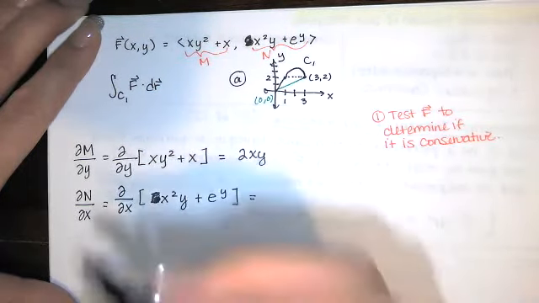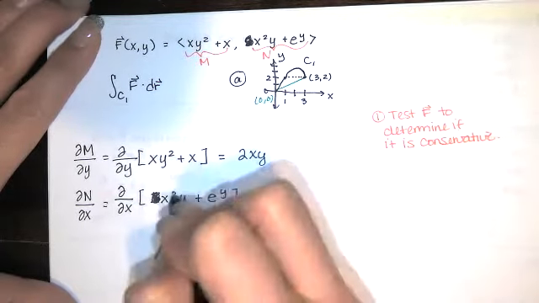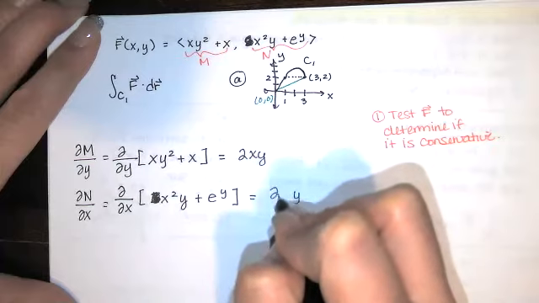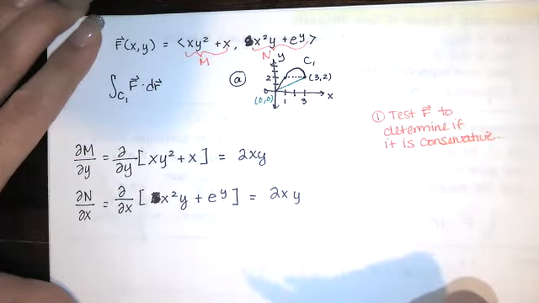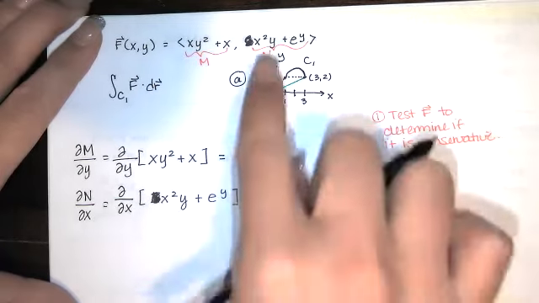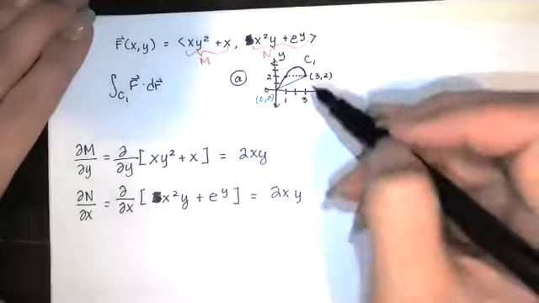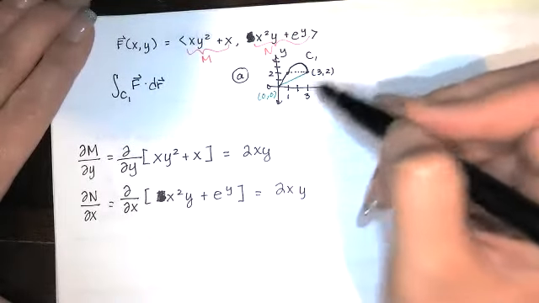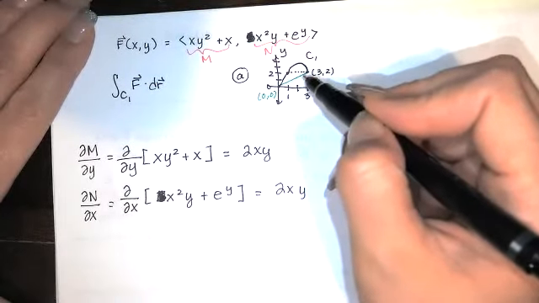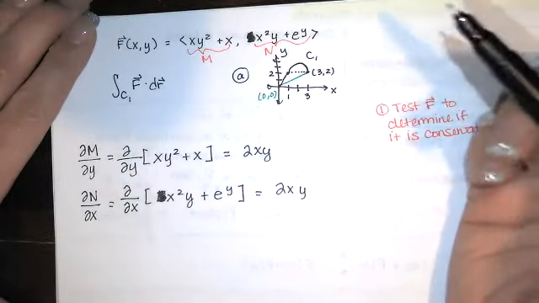What's the derivative of this with respect to x? Well, now y is a constant. The derivative of x squared with respect to x is 2x. The derivative of e to the y with respect to x, if we're treating y as a constant, is 0. So when I got rid of the 2, now I've got a conservative field, and that's nice. So now I don't have to evaluate this line integral that way. I can evaluate the line integral from here to here instead, which would be pretty simple to do.